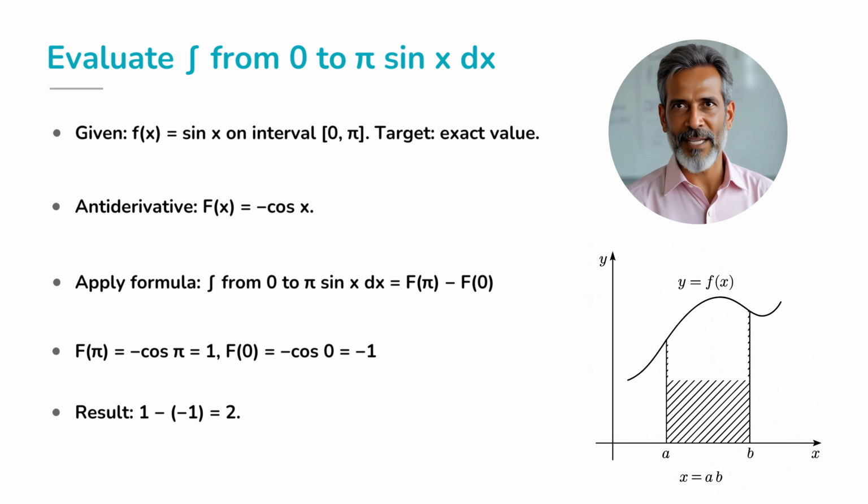Now cos pi equals minus 1, so negative cos pi equals 1. Cos 0 equals 1, so negative cos 0 equals minus 1. Subtract: 1 minus (minus 1) equals 2. So the exact value of this definite integral is 2. Geometrically, it's the area under one arch of the sine curve from 0 to pi.